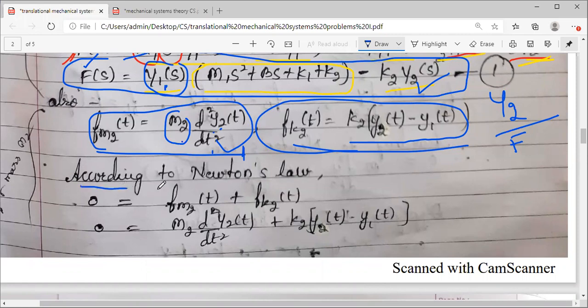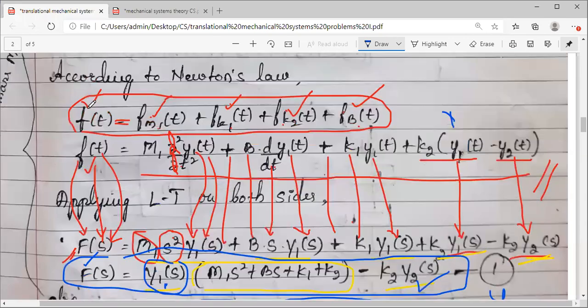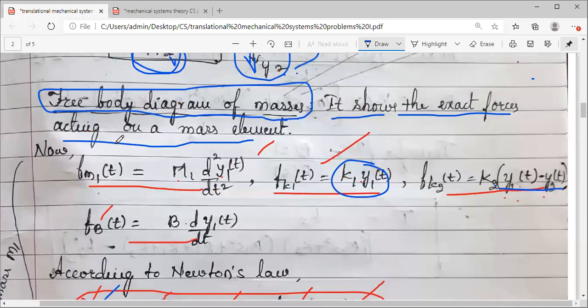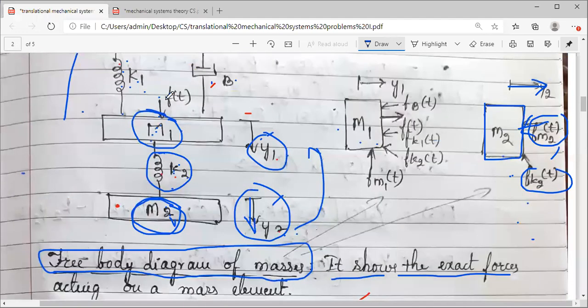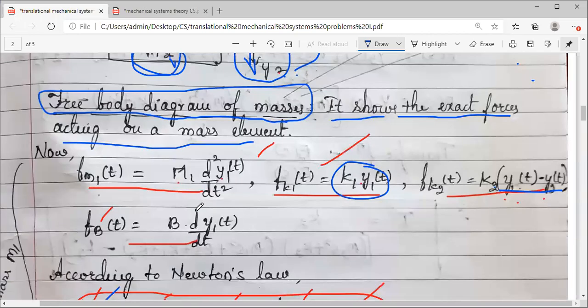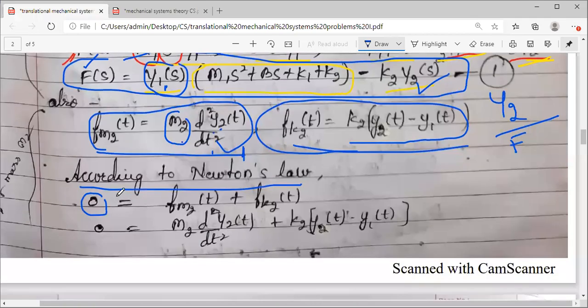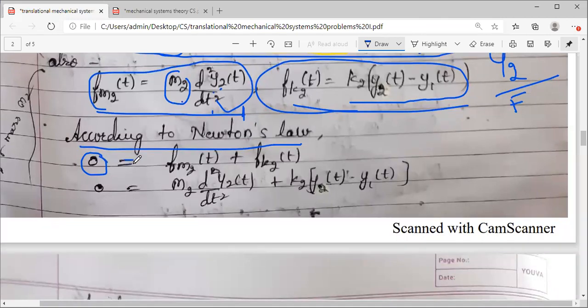Now if I apply Newton's law for this second body, applied force तो कुछ भी नहीं है. In the earlier case we had f of t, because for m1 mass the force applied was f of t, but m2 के लिए external force तो apply नहीं हुआ है. Because of that it is 0. 0 is equal to these two forces, fm2 and fk2, and these equations I have written directly. Once we get this equation, the next step is what?